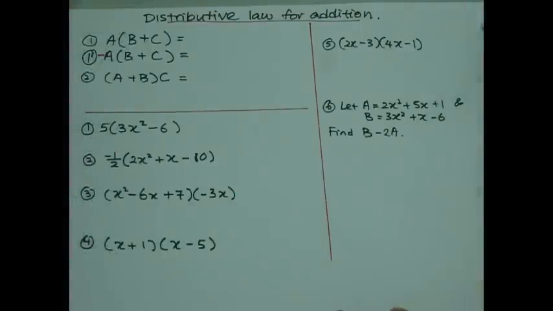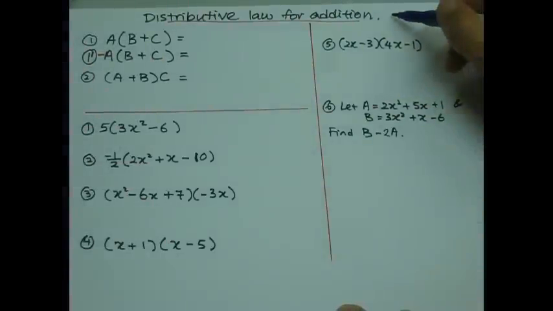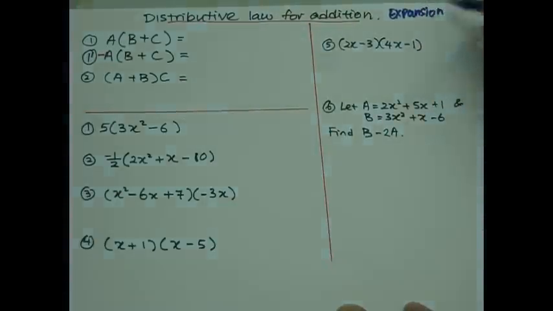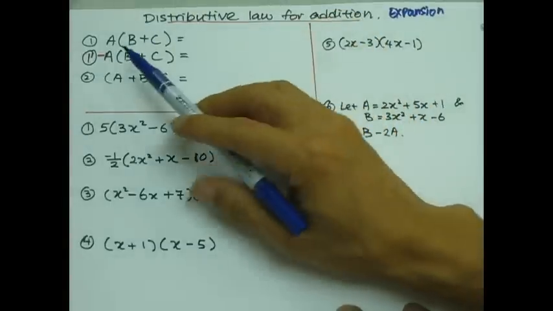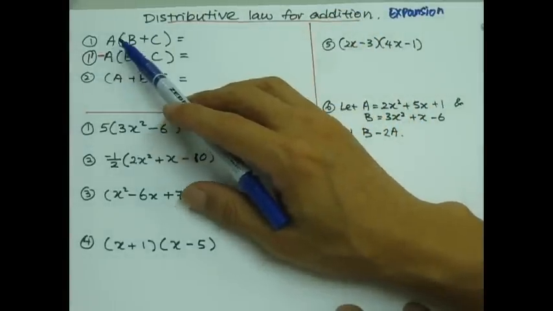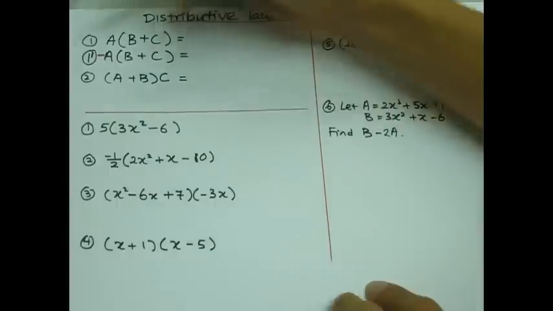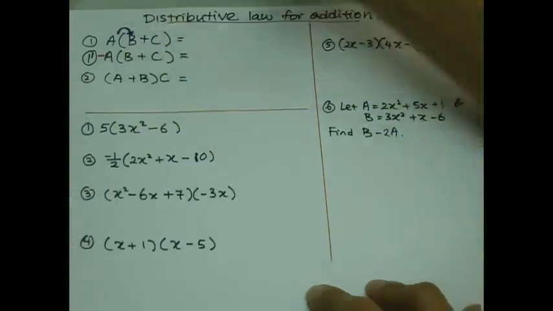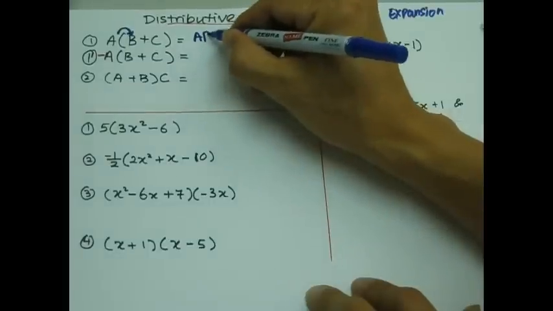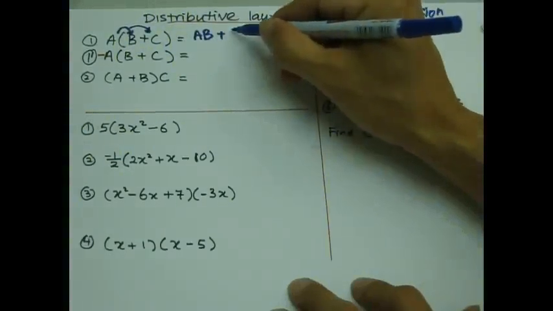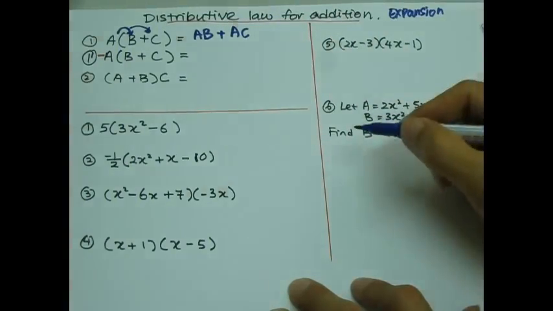This is a lesson on distributive law for addition. Basically, this is about expansion. And distribution here means that this A here is going to be distributed to the two terms inside the bracket. That is usually we've done this way: A times B is AB, and then A times C is AC.